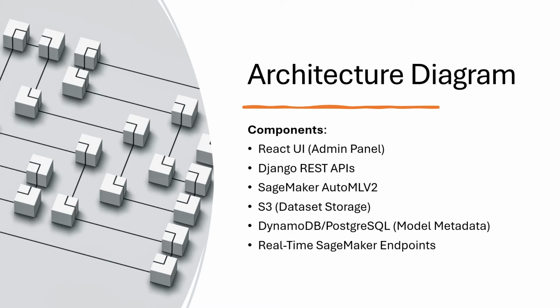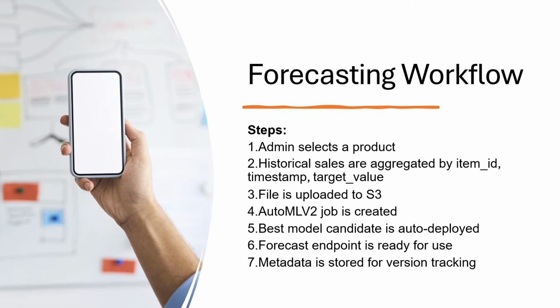Now, in order to design this particular app, the main components are the React UI, then the Django REST API part, and in SageMaker we are using AutoML version 2. For storing the data set and even the model itself after training, we are using the S3 bucket in AWS. For the database we are currently going with the PostgreSQL database. And these deployed models are actually real-time SageMaker endpoints that are deployed in AWS.